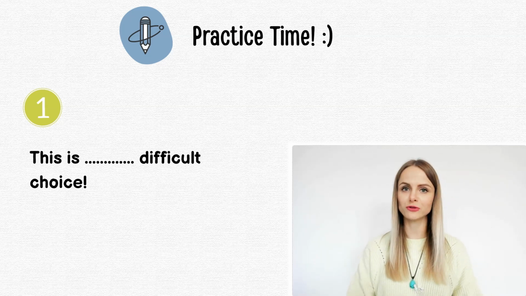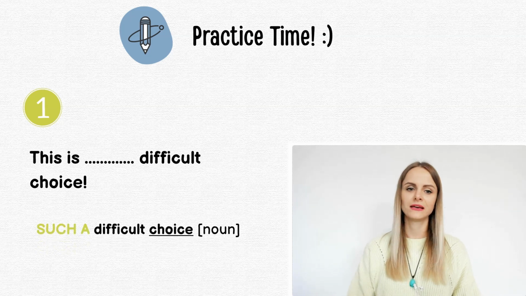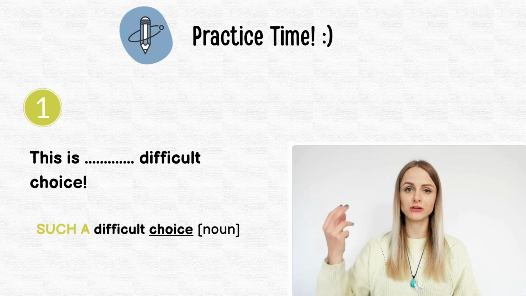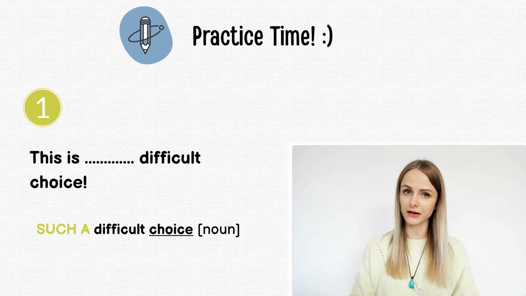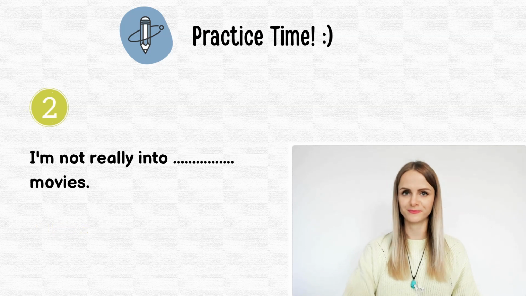You can say it aloud, of course, to practice this kind of reaction in English, spontaneous translation. And now I'm going to show you the key. This is such a difficult choice. You have choice, which is a noun, so we need to use such a difficult choice. Another one, number 2. Try to process this example. Try to fill in the gaps.